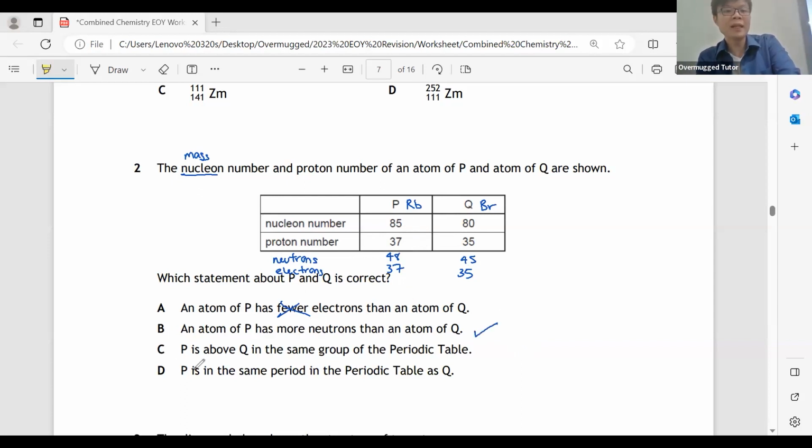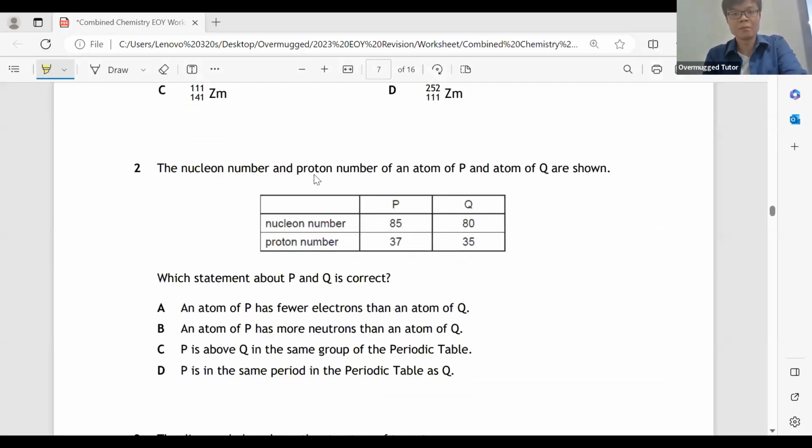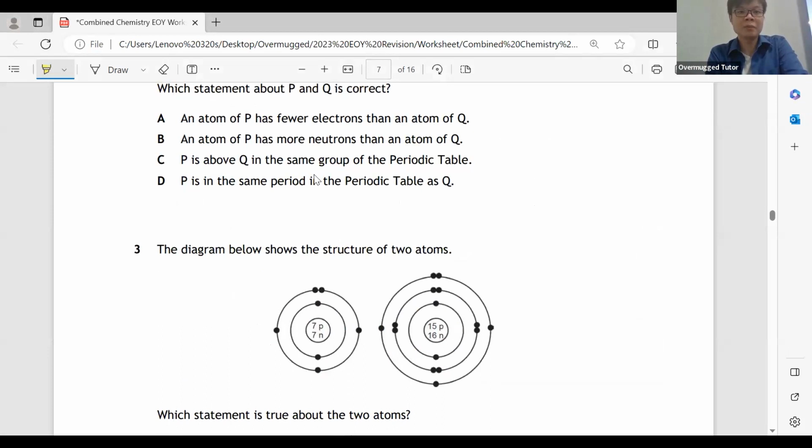For C and D, just now you identified already, right? Rubidium and bromine. You can see that they are both in different group and different period. Bromine is here. Your rubidium is here. So C and D is out. They are both in different group, different period. So the answer will be B.